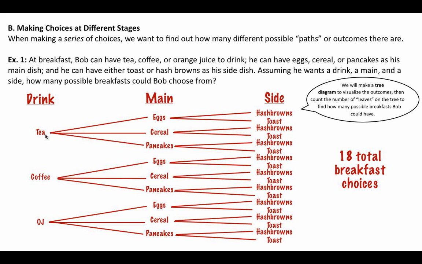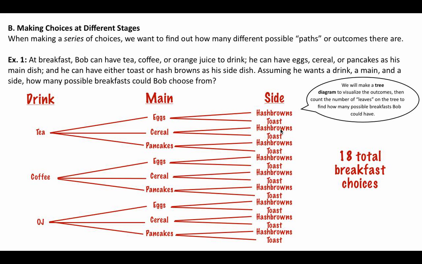We talk about paths because there's a certain number of ways that we can navigate through the tree. Going from coffee to cereal to toast is a different path than going from coffee to pancakes to hash browns. They're all different paths that you can take, and those represent different choices you can make.